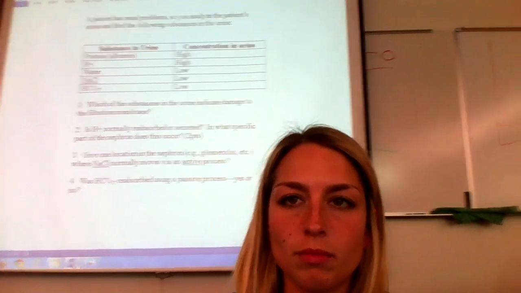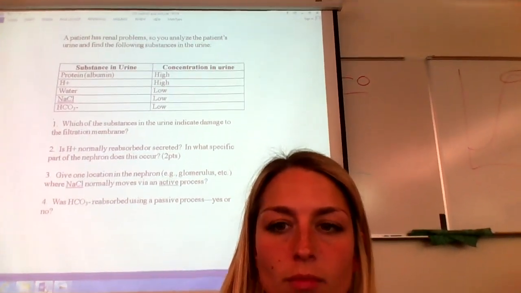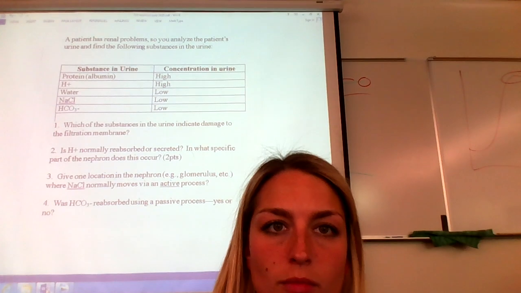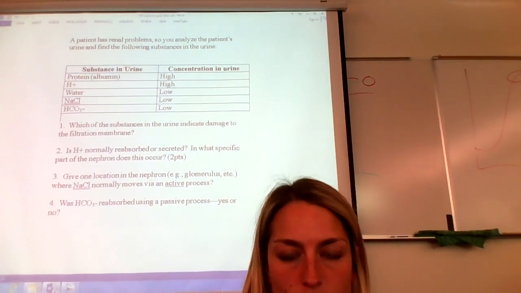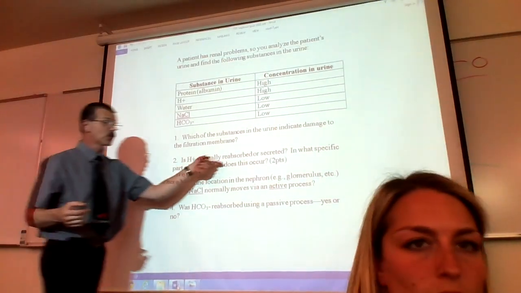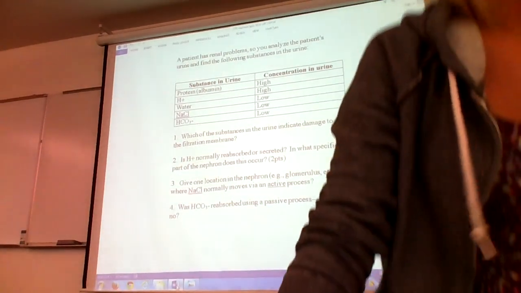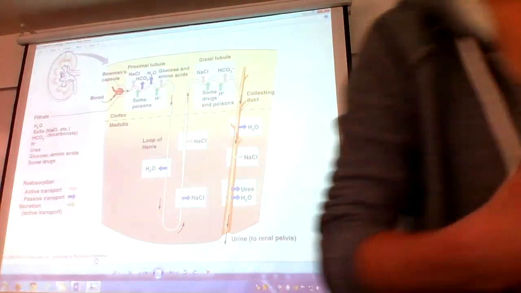That means I blew out my filter. It's too big. It shouldn't be in my chamber. That's what I mean. So, is H plus normally reabsorbed or secreted? Secreted. Normally you try to pump that out. So where? Well, there's two places, right? PCT is one, and DCT is another one. You can do either one. PCT or DCT. I didn't care.